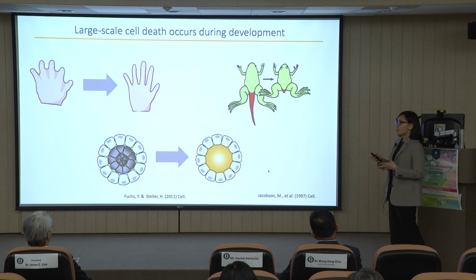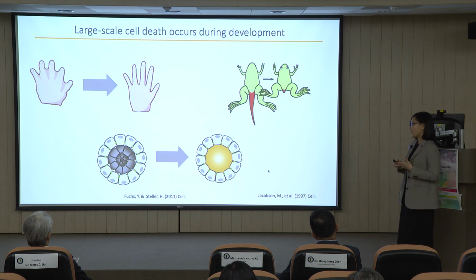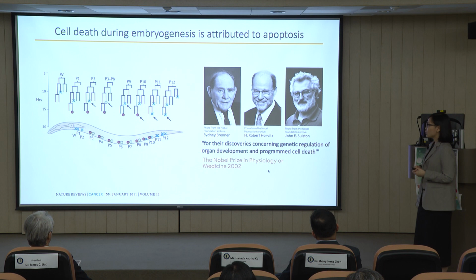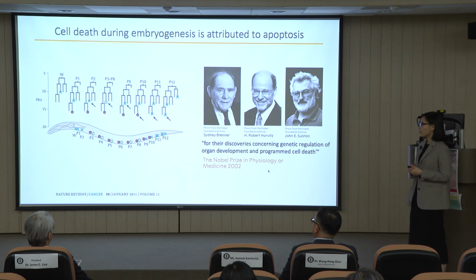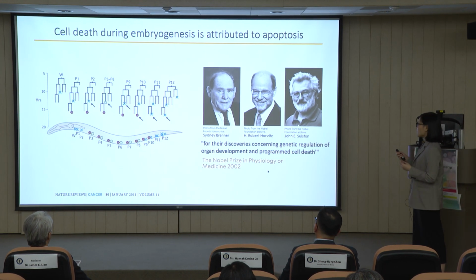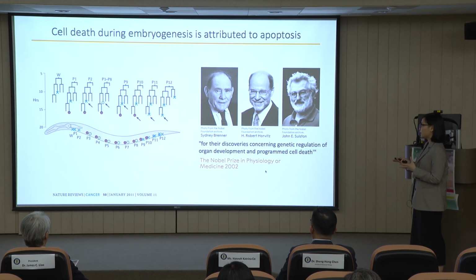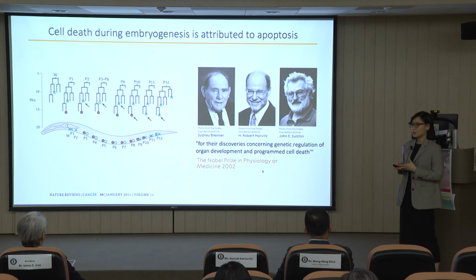Now, all of these death events observed in the 19th century were mostly attributed to a type of cell death called apoptosis, first coined by Robert Horvitz. Here they used C. elegans as a model system and found that apoptosis functions to trim lineage-specific cells that are no longer needed for the mature organisms.